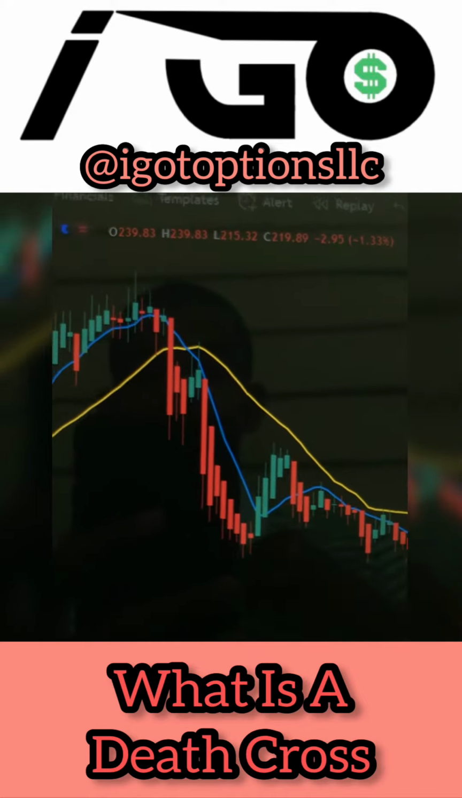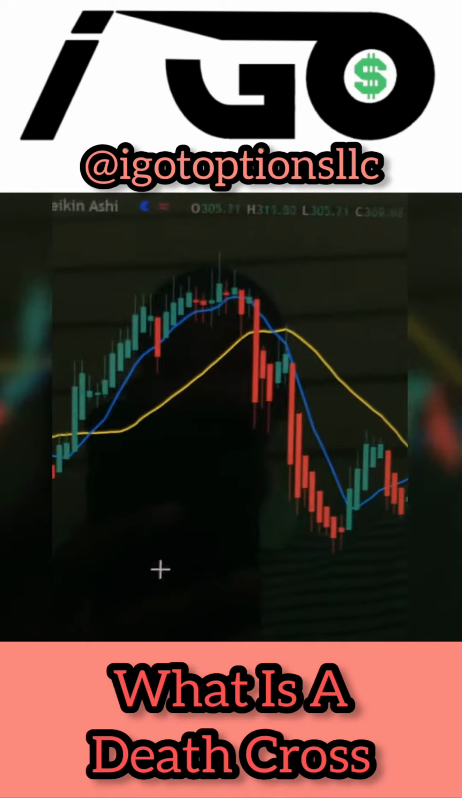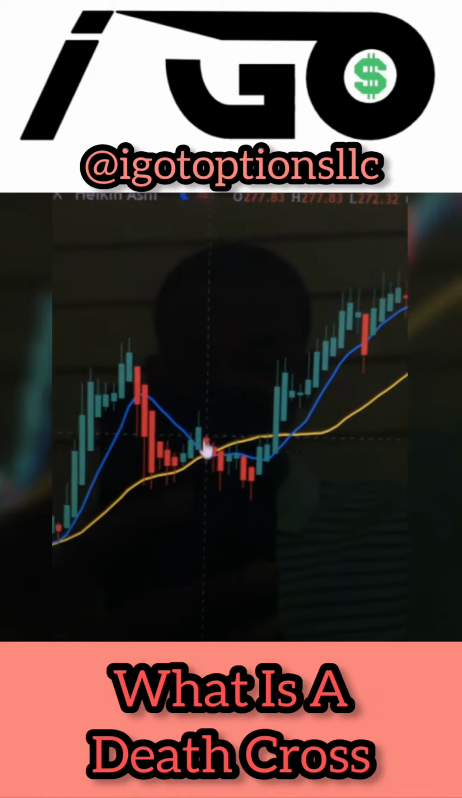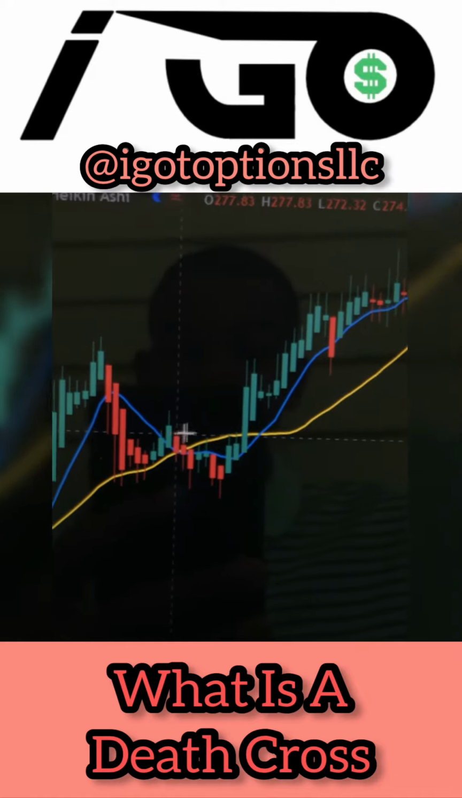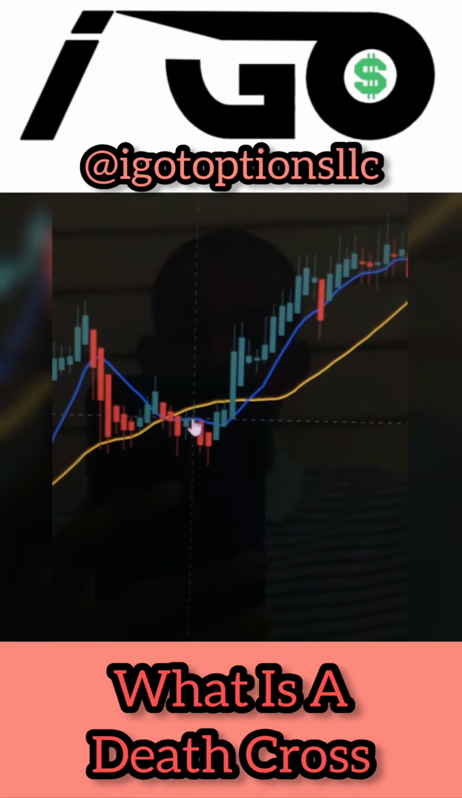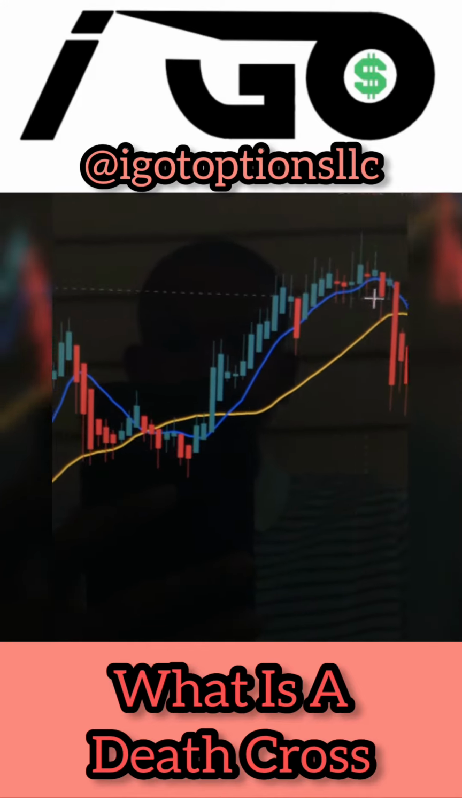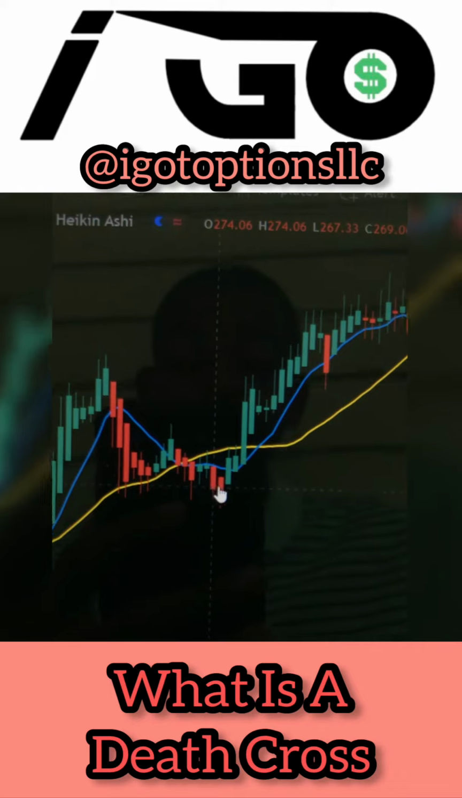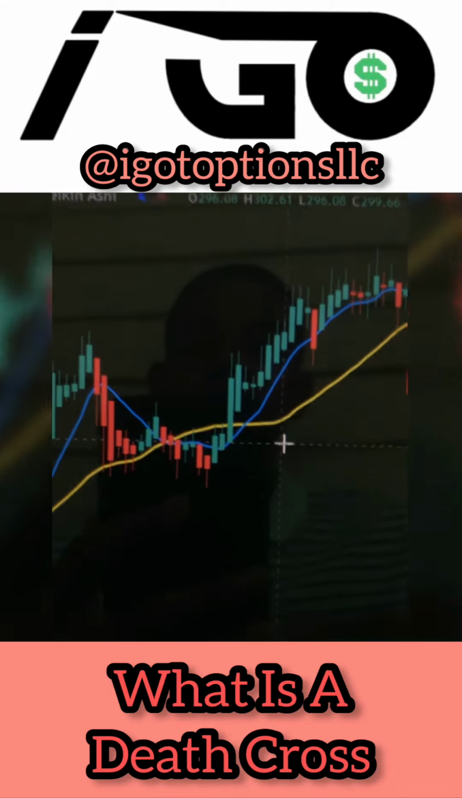However, it doesn't work 100% of the time, because there was a death cross right here. If you got a put on this stock expecting it to go down $80, $70, $60, you would be wrong, because shortly after it just started picking back up. So you could have gotten faked out right here, and you would have had to stop out. So just something to think about.